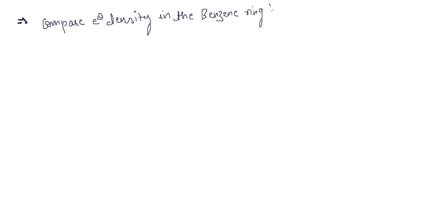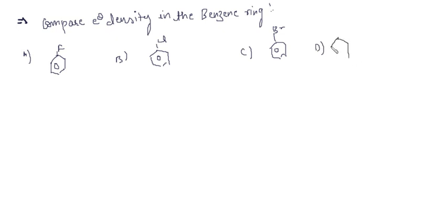So we have been given four options. A is fluorobenzene, B is chlorobenzene, C is bromobenzene, and D is only benzene, with neither any functional group nor any substituent attached. So now we have to compare the electron density in the benzene ring.